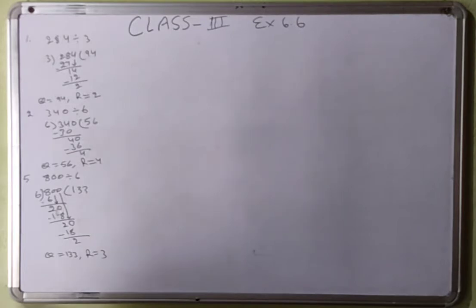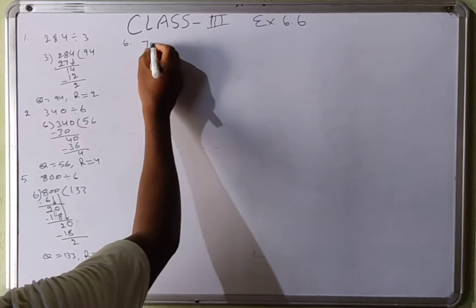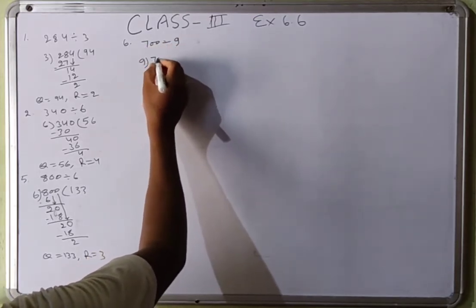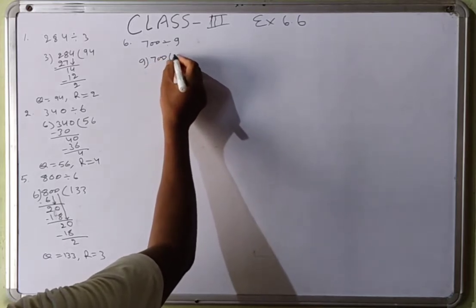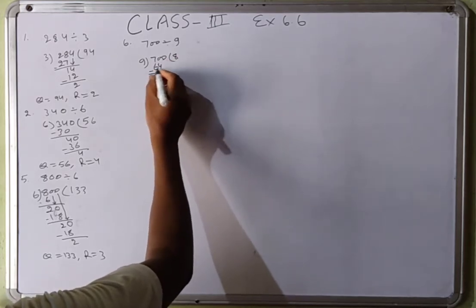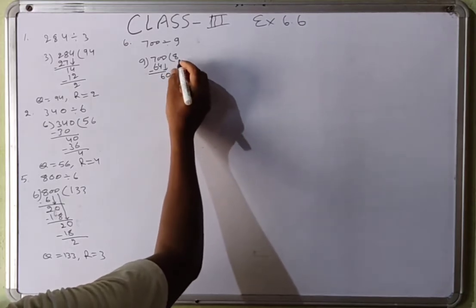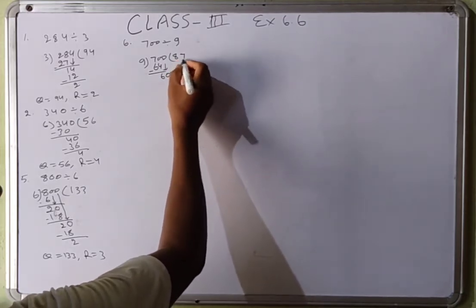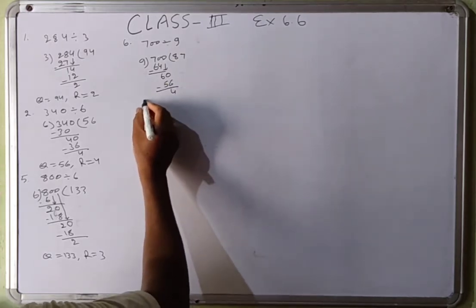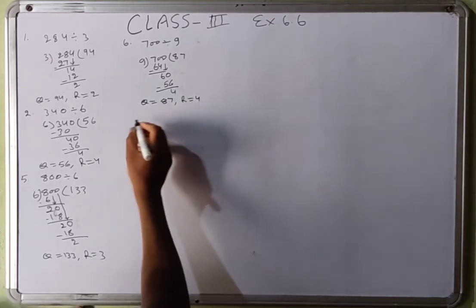Now question number 6 also. 700 divided by 9. So 700 divided by 9, that will be 9 eights are 72. Then left is 60. So 9 sevens are 63, that 7. So the quotient is equal to 87. The remainder is equal to 4.